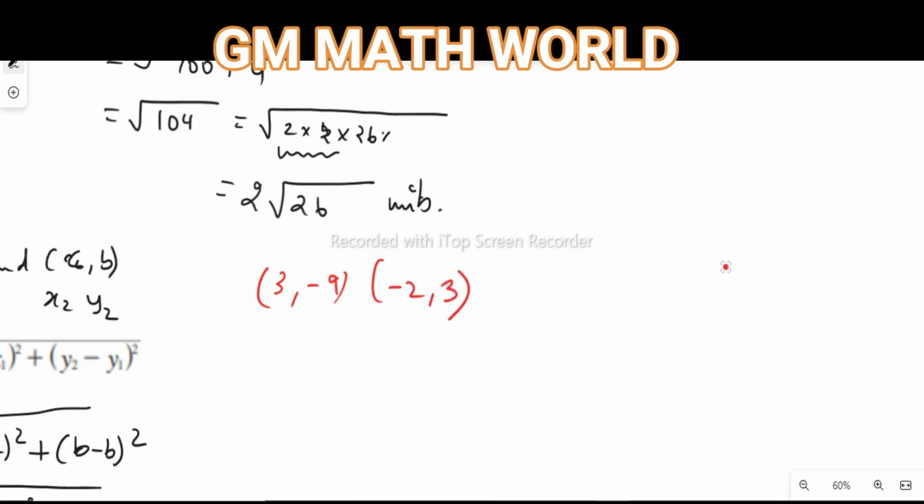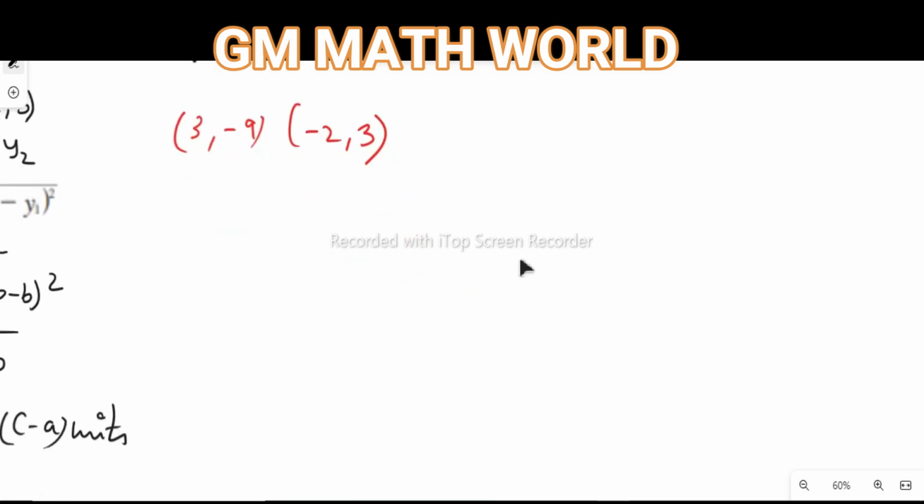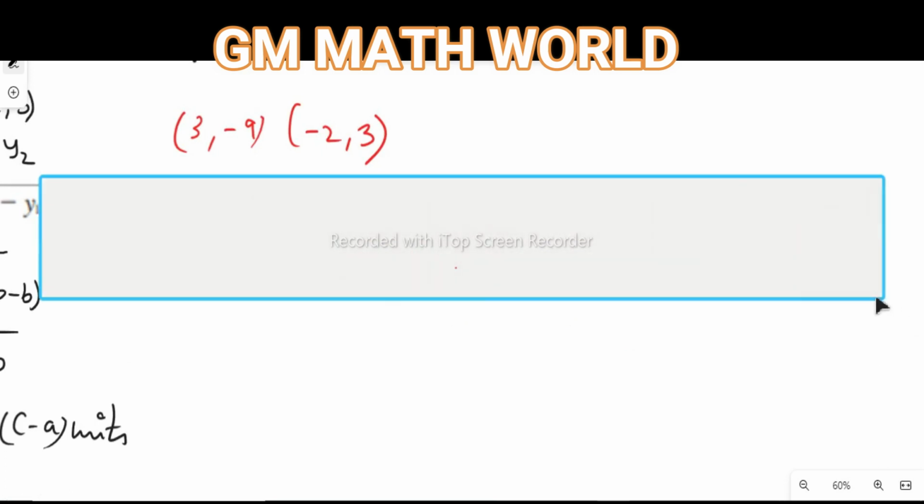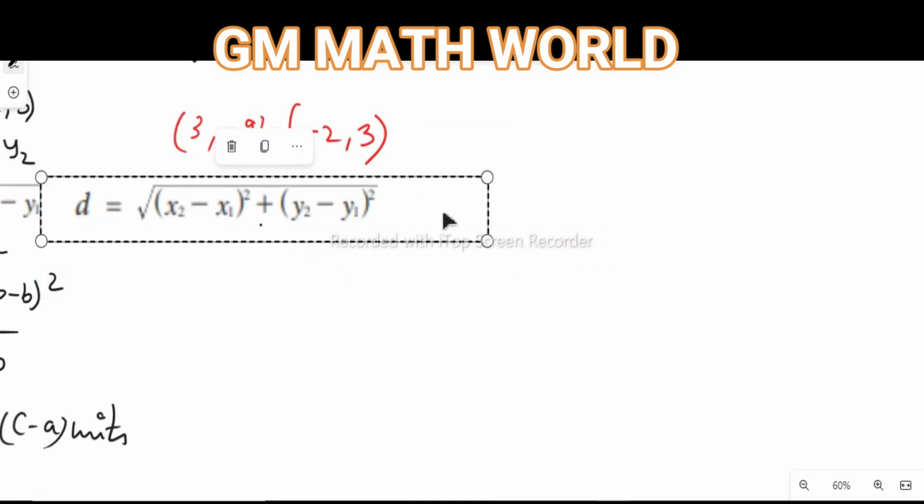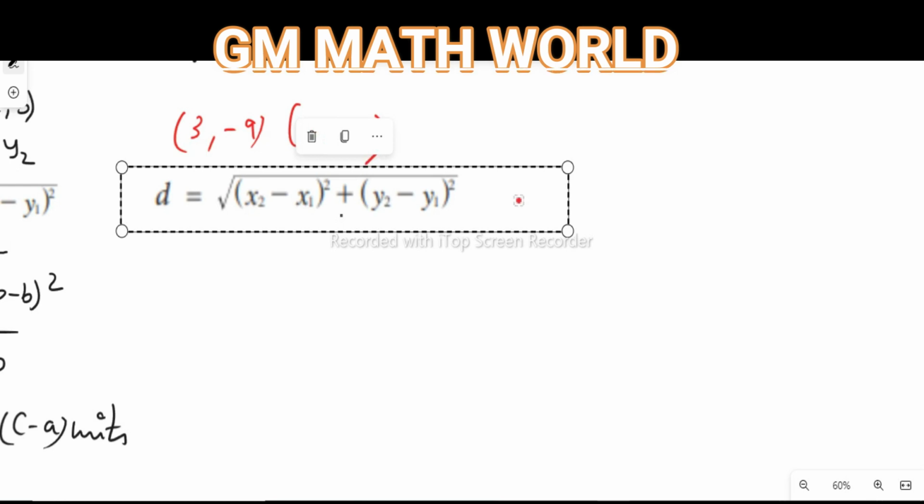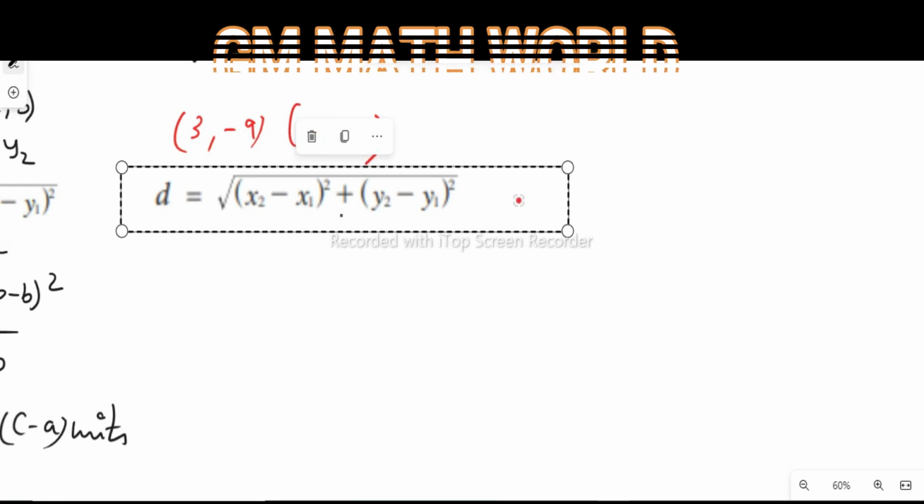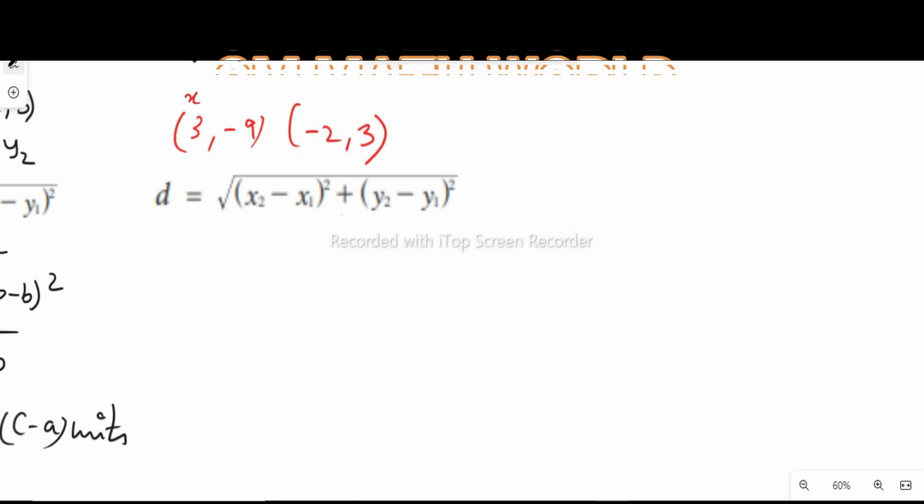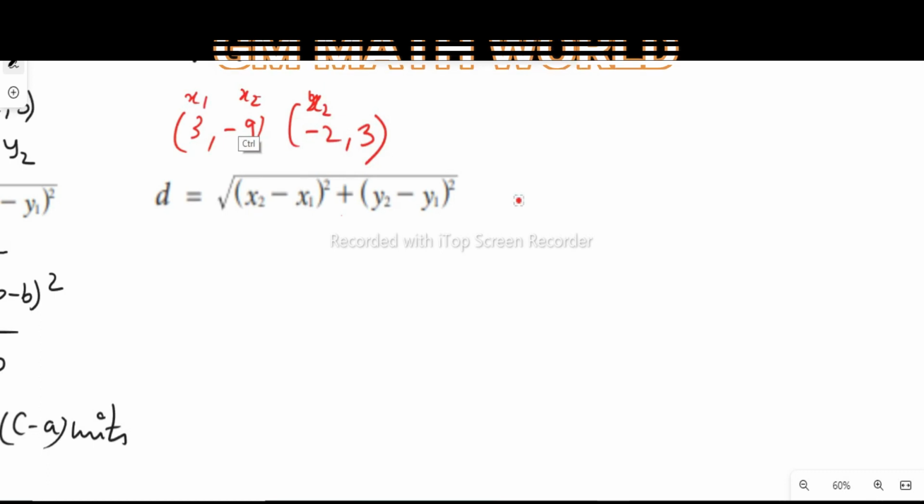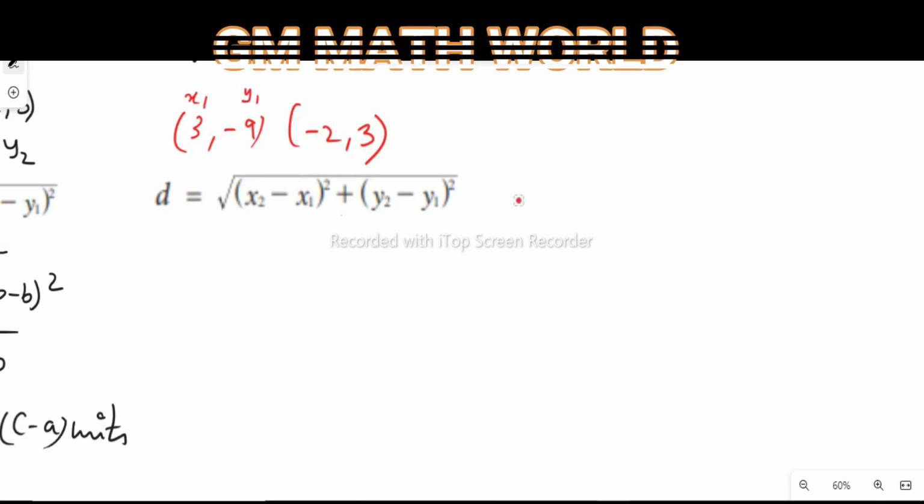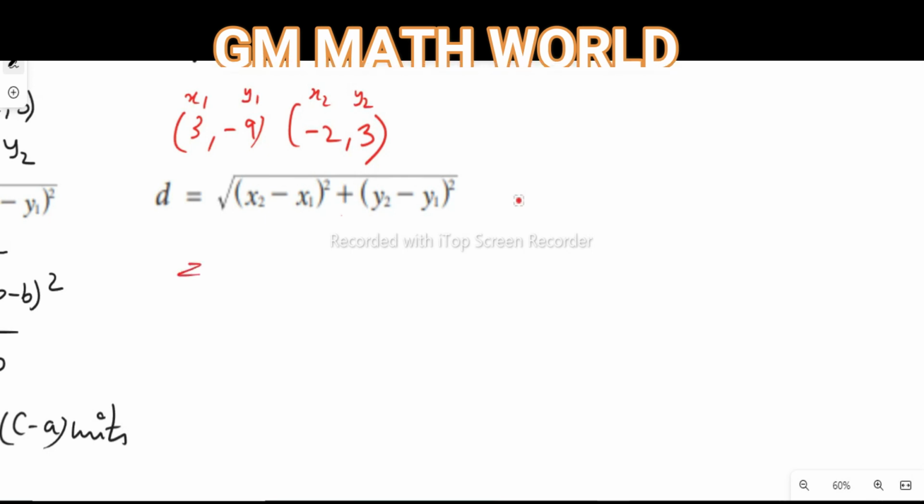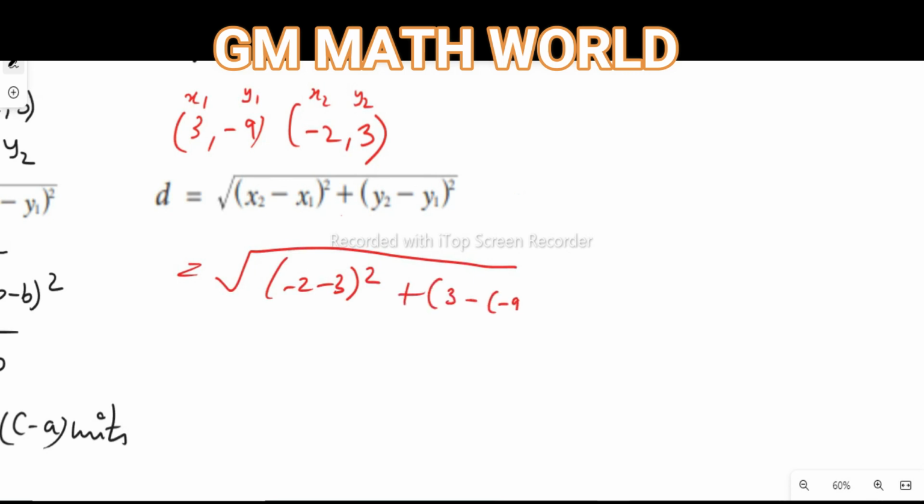Next we will find the distance between (3, minus 9) and (minus 2, 3). The distance formula is given by the square root of (x2 minus x1) the whole square plus (y2 minus y1) the whole square, which is equal to, x2 is minus 2 and x1 is minus 3 according to the formula, minus 2 minus 3 the whole square plus y2 is 3 and y1 is minus 9, so it is 3 minus of minus 9 the whole square.